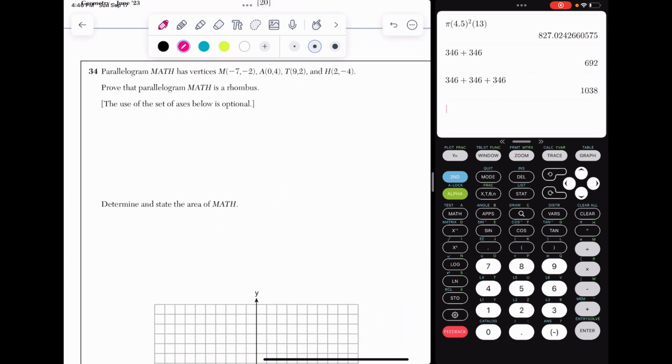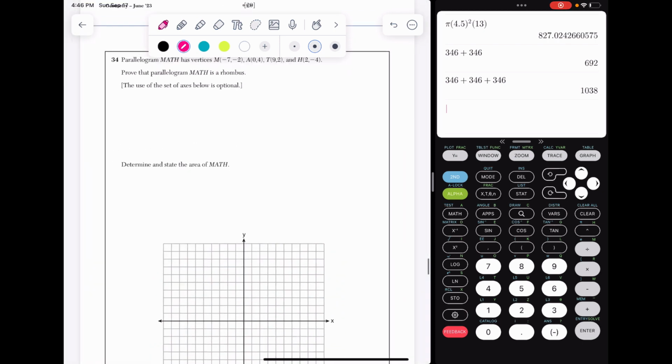Number 34: parallelogram MATH has these vertices, and we want to prove that it's a rhombus. It is up to you if you want to graph here. That's why it says the use of the axes below is optional. If you feel more comfortable looking at a picture, if you're a visual learner, then definitely go ahead and graph. It's not like you're going to be short on time on the Regents. You have plenty of time.